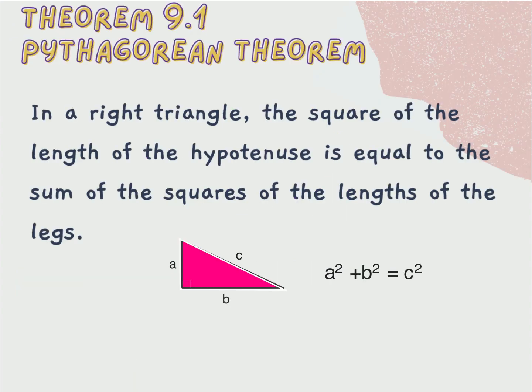The Pythagorean Theorem states that in a right triangle, the square of the length of the hypotenuse is equal to the sum of the squares of the length of the legs. Now, what does this mean? This means that we're going to have a squared plus b squared equals c squared, as is stated right here. But which one's which? A squared will be a leg, b squared will be a leg, and c is always the hypotenuse.